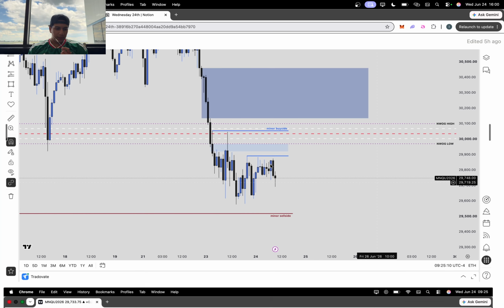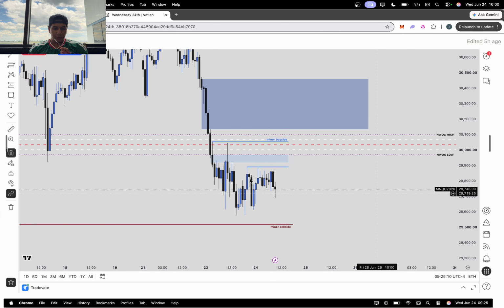On the 1 hour, we can see that we've been ranging and accumulating ever since Asia session last night. We created relative equal highs. We're respecting this 1 hour SIBI, and we have all this low resting liquidity, sell side.